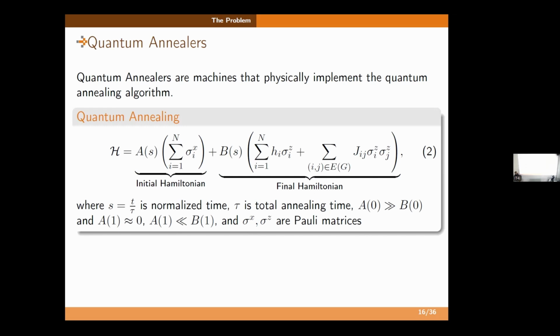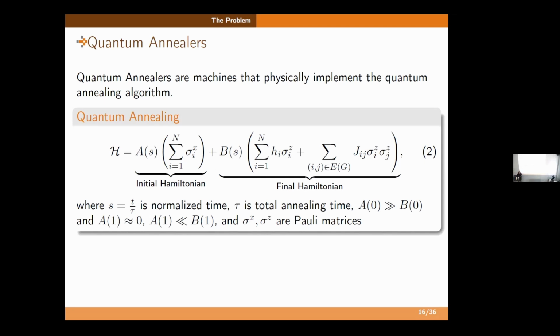And at the start of the evolution, A is really big and B is almost zero or really small. So because this is the sigma X Pauli matrix, we are starting in a really maximally quantum state, because the ground state of this system is just everything in superposition. So we start with the quantum state. And then when we are evolving the system, A is going down, B is going up, so that at the end of the evolution, this part disappears and we are left only with this part.